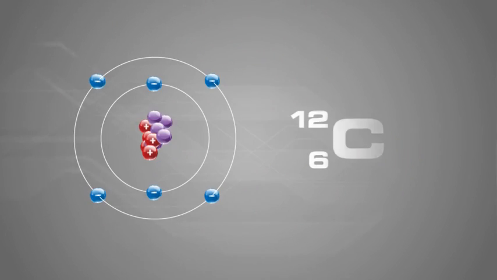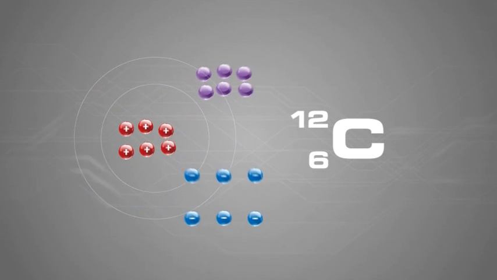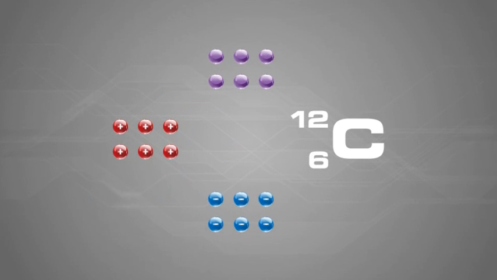Almost all elements exist in more than one form. These different forms are called isotopes. The most common isotope of carbon is carbon-12. If we split this atom into its component parts, we can see that it has 6 protons, 6 neutrons, and 6 electrons. There are, however, other isotopes of carbon.